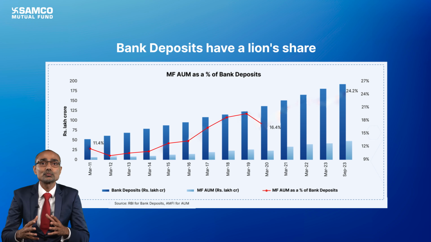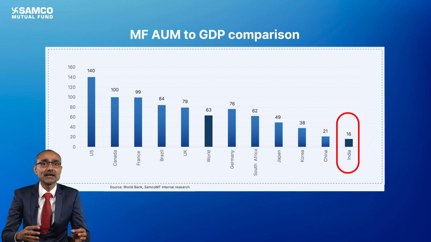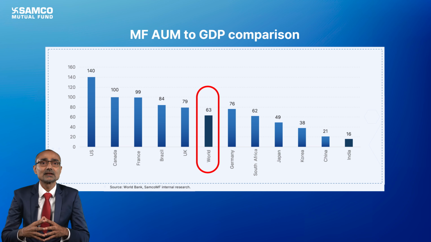bad times. This is one important reason why the ratio of mutual funds to bank deposits is low in India, standing at 24%. This is also probably one of the reasons why India has one of the lowest ratios of mutual fund AUM to GDP, standing at just 16%, whereas the world average is huge, 63%. Thus, the main reason is the fear of drawdown of capital that keeps investors away from equities.